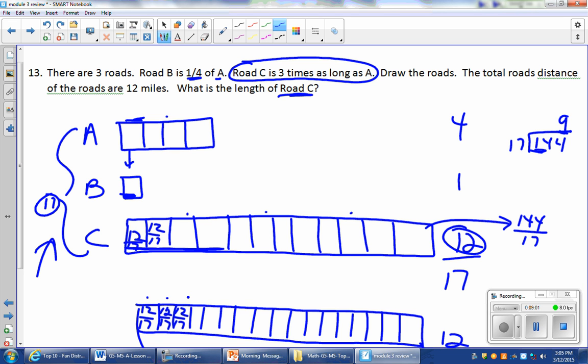Can we do 17 times 9 on the side? What do we get if we do 17 times 9? I'll do it. A little too high, right? What do we get? 153. A little too high. So we're going to drop it to an 8. If I drop it to an 8, I will get 136 with 8 remaining. So this is going to be 8 and 8/17 miles long. Road C is 8 and 8/17 miles.